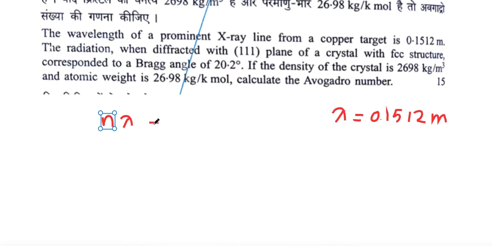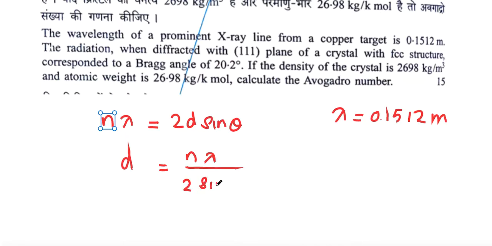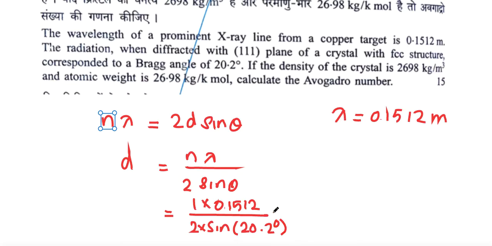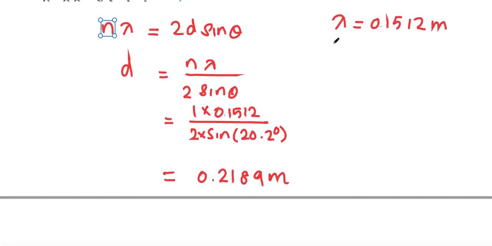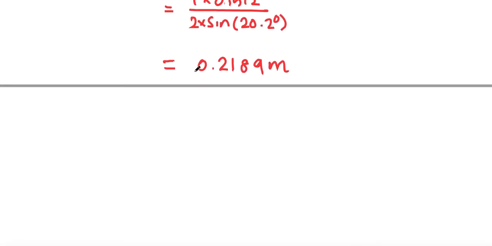We know that the Bragg equation is n lambda equal to 2d sine theta. This is a very famous equation and anyone knows it. From this we can find d as n lambda by 2 sine theta. Let's take first order diffraction, so 1 into 0.1512 divided by 2 times sine of 20.2 degree. So you get the answer as 0.2189 meters. Remember, I have taken lambda as 0.1512 meter and the interplanar spacing I am getting is 0.2189 meters.